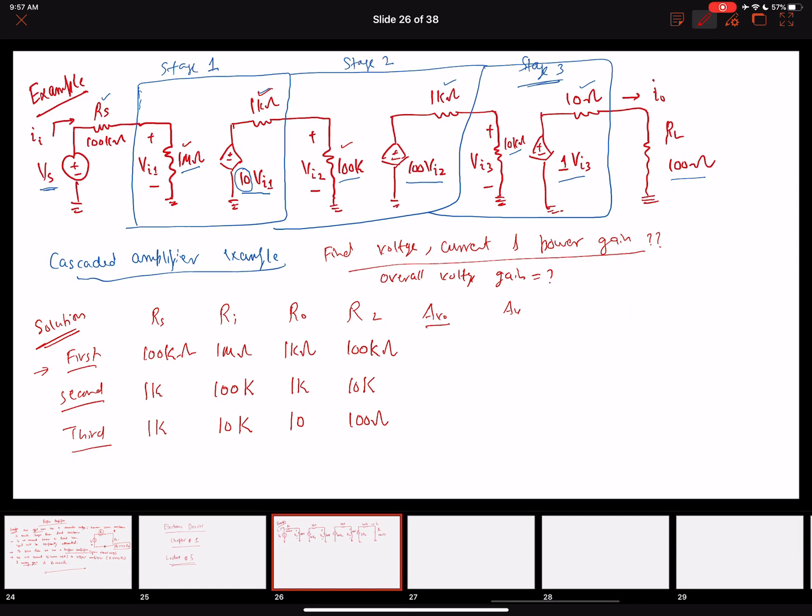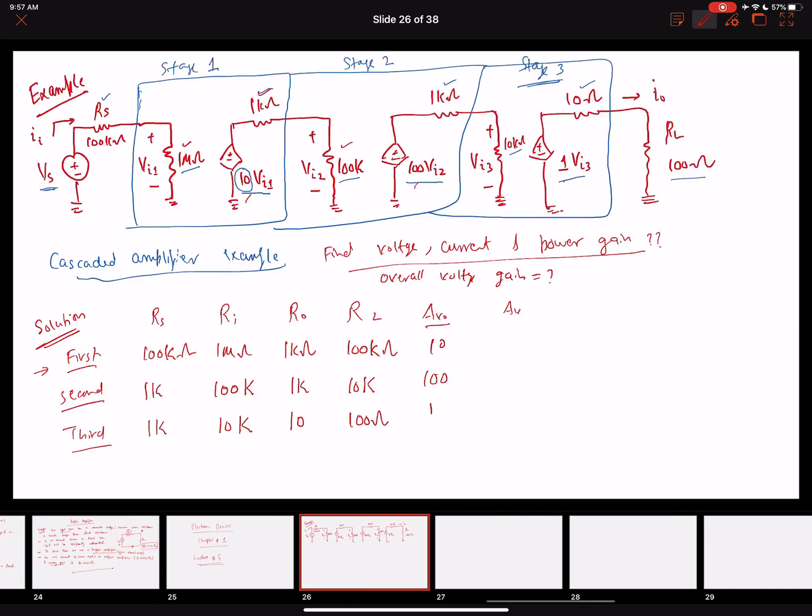Let's also write down the voltage gain AV naught values. The AV naught for the first stage is 10, for the second stage is 100, and for the third stage is 1. So it's 10, 100, and 1. This will simplify finding out these values.